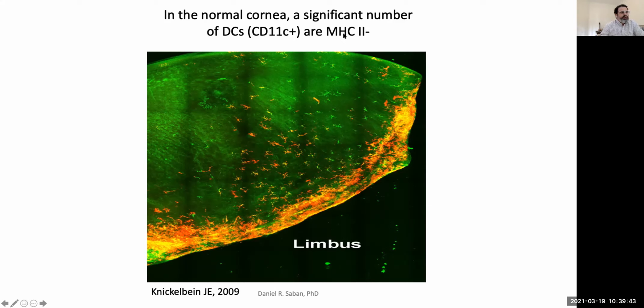MHC class 2 negative cells. And by the way, this should be HLA-DR, which is the human leukocyte antigen for humans, not MHC as in mice. But you can see there's clearly an abundance of dendritic cells that do not express HLA. Again, signifying that the mouse work is relevant in the human setting as well.